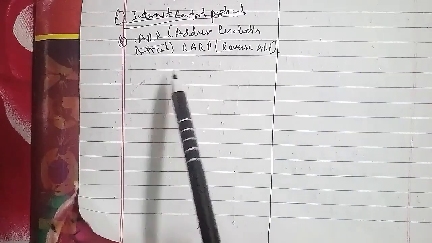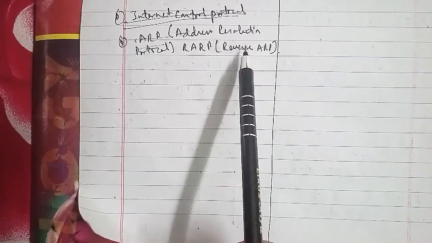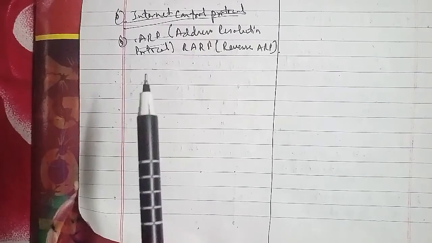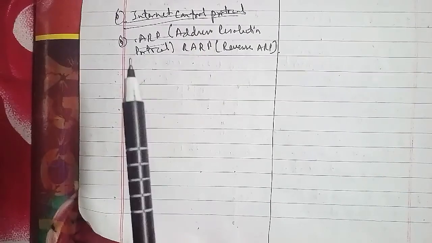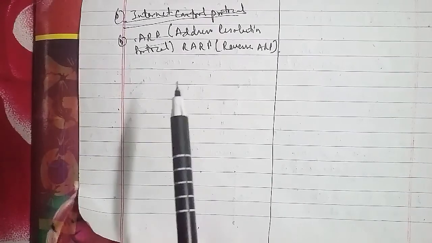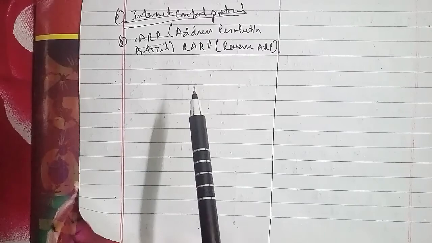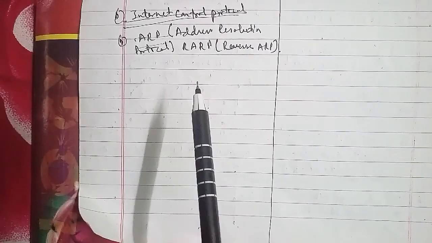In reference to the ARP, that is your Address Resolution Protocol, ARP associates an IP address with its physical address as well. In the same way, anytime a host or a router needs to find the physical address of another host or router on its network, it sends an ARP query packet. The packet includes the physical address and the IP address of the sender, and the IP address of the receiver. Now we'll discuss the operation of ARP.